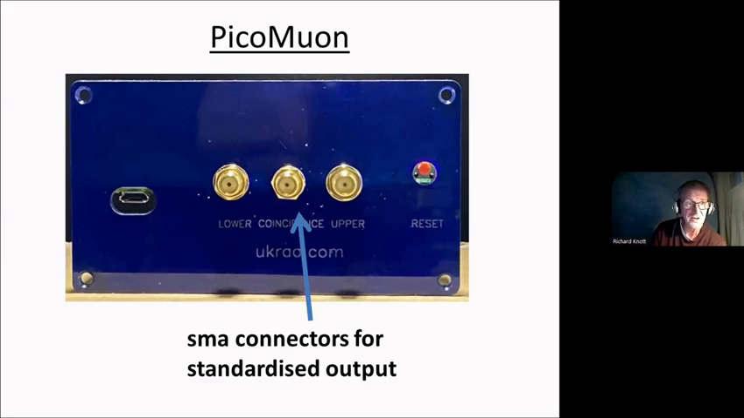We've also moved away from BNC, moved over to SMA connectors, that the end user can plug into an oscilloscope or into other detecting equipment that will give pulses for the top or the upper, the bottom or the lower, and coincidence events, so that they could use those in other experiments should they so wish.